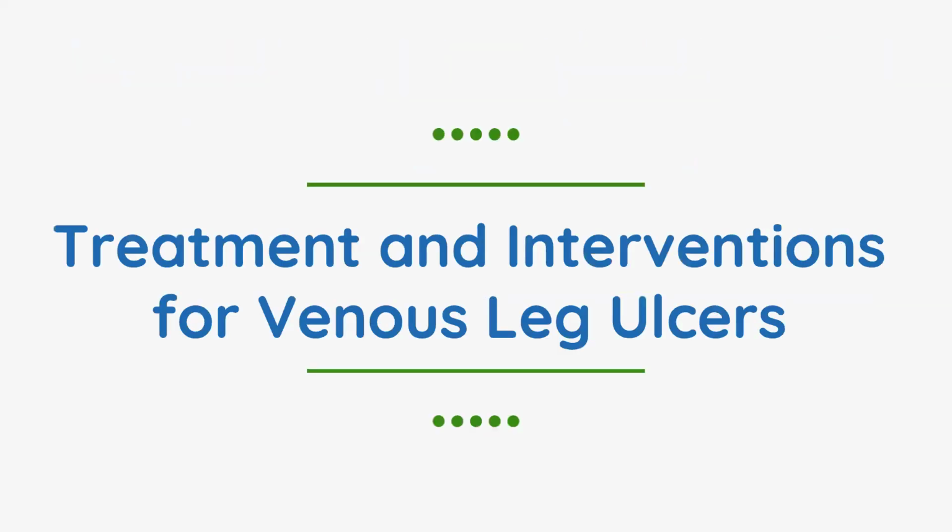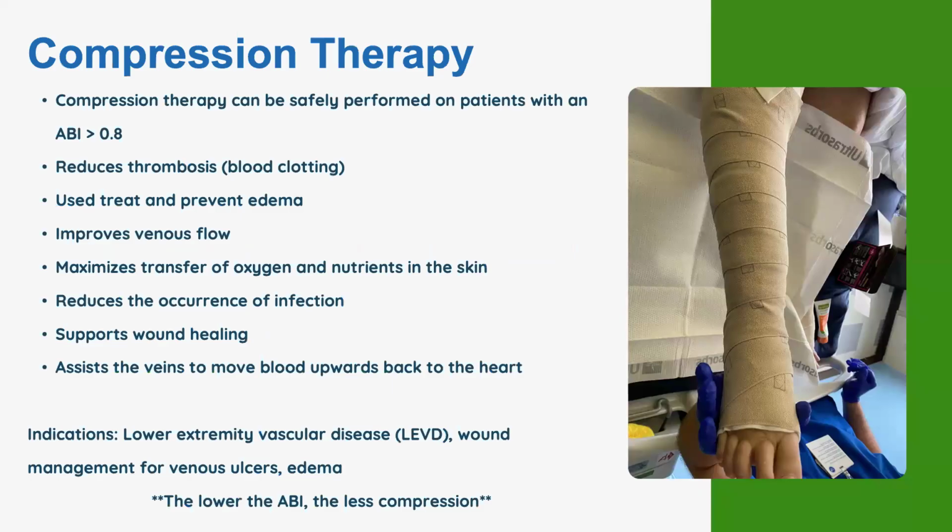So if I were to describe with one word the treatment for venous leg ulcers, it's going to be compression therapy. So compression therapy can be safe to perform on patients with ABIs above 0.8. It can also reduce the risk of blood clotting, can treat and prevent edema, improves venous flow, maximizes the transfer of oxygen and nutrients in the skin, and reduces the occurrence of infection.